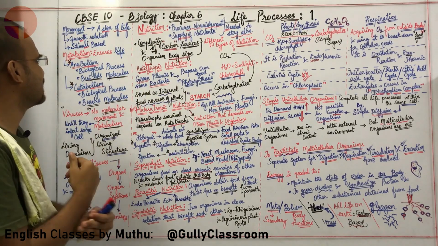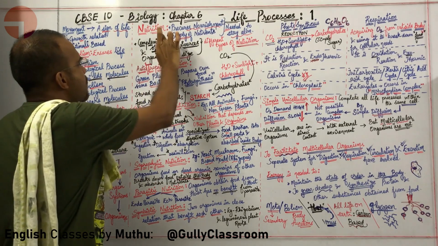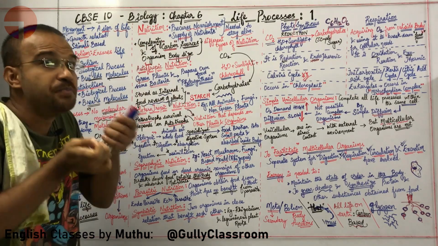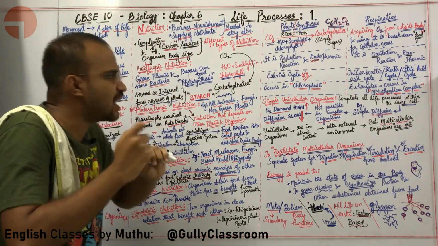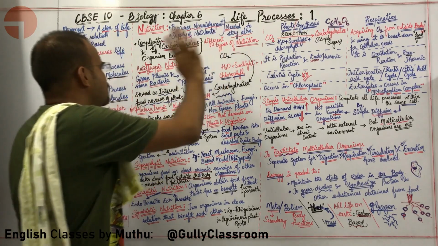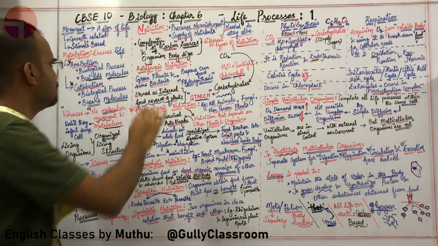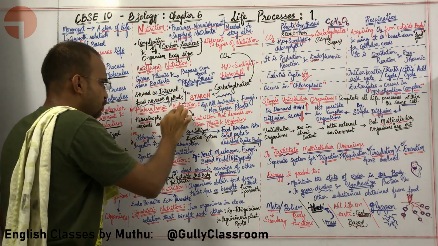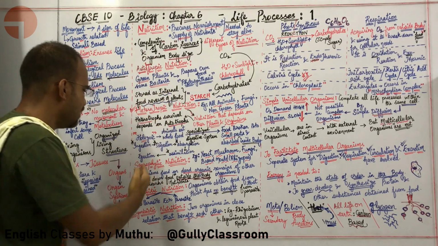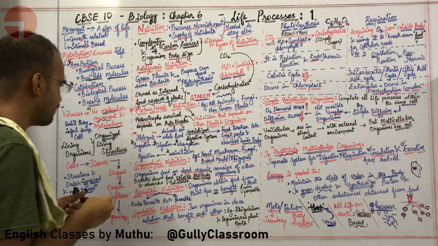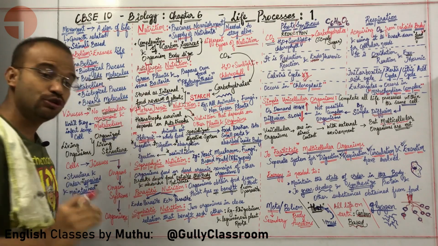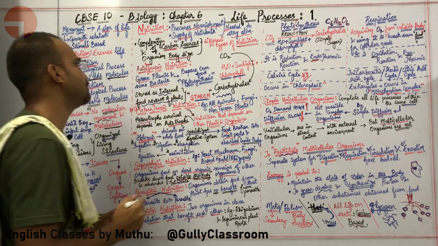Okay sir. So based on the complexity of the carbon sources and the organism's body size, we have different types of nutrition. We have autotrophic nutrition and heterotrophic nutrition. In heterotrophic nutrition, we have different types. We have holozoic nutrition, saprophytic nutrition, parasitic nutrition and also symbiotic nutrition.